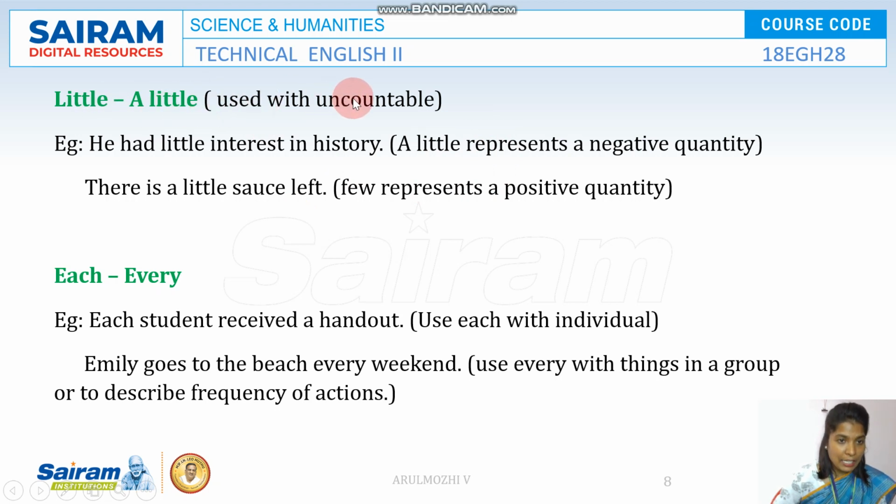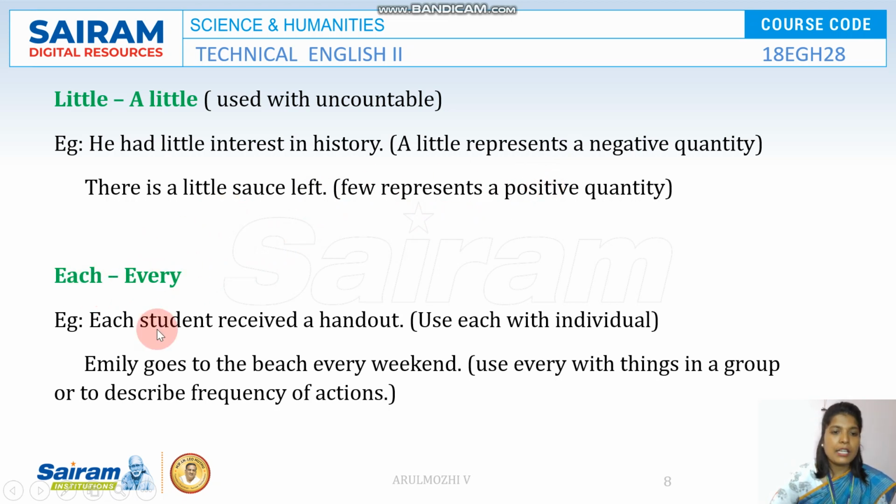Little, a little. It is used with uncountable nouns. Similarly, a little is used in a positive note, little is used in a negative note. He had little interest in history, meaning he had no interest at all. There is a little sauce left, meaning there is some amount left in the bottle.